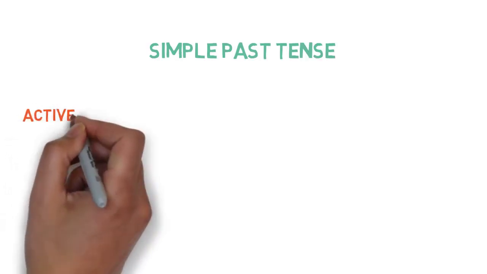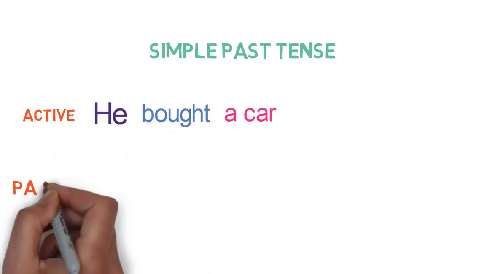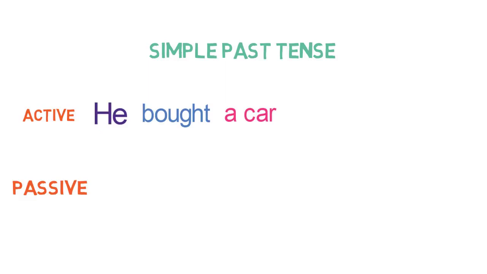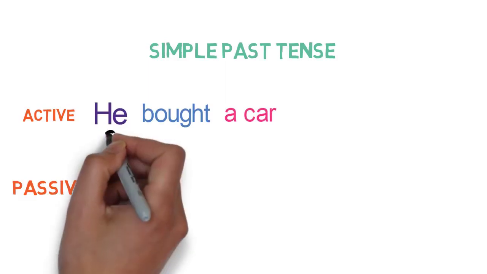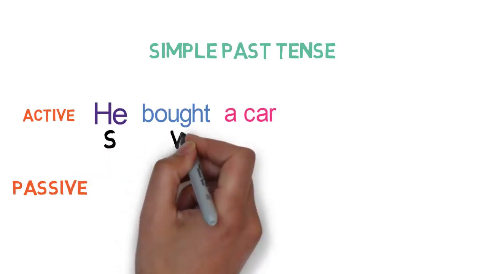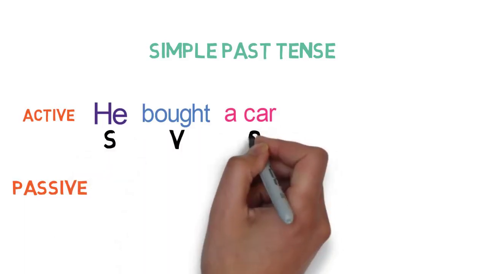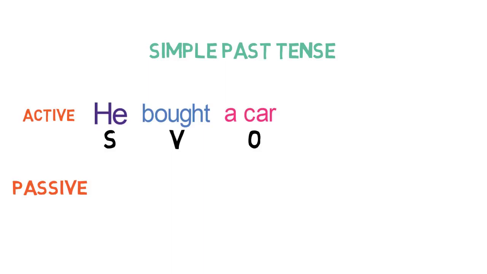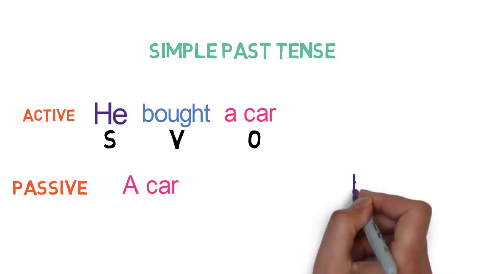Active sentence: He bought a car. Passive sentence. Firstly, we need to identify the subject, verb and object. Here, he is the subject, bought is the verb and a car is the object. Now, let's swap the position of subject and object. So here, it will be a car and at this position, it will be him.